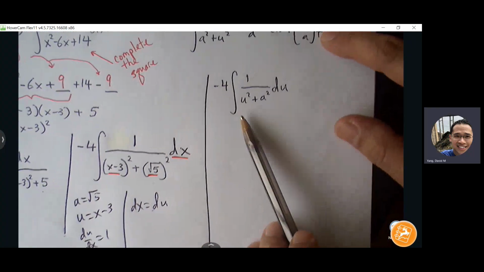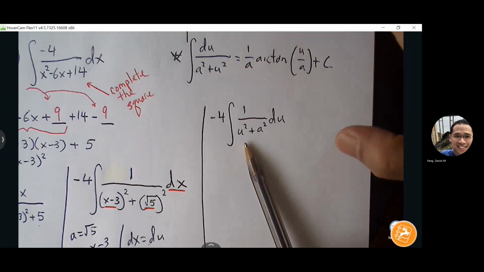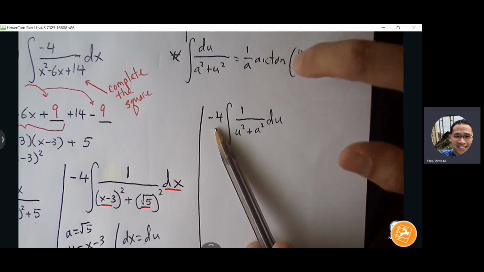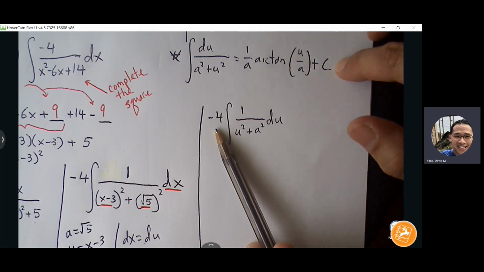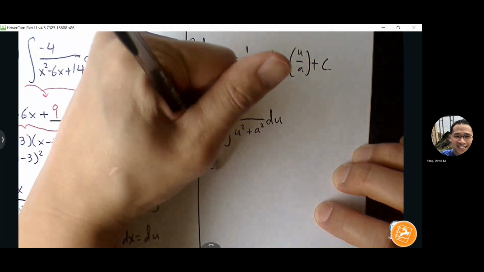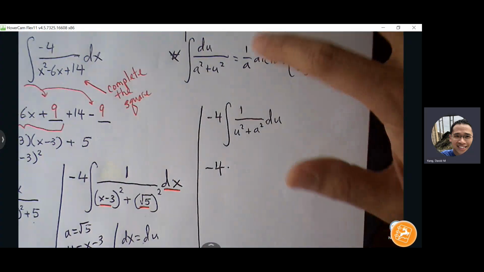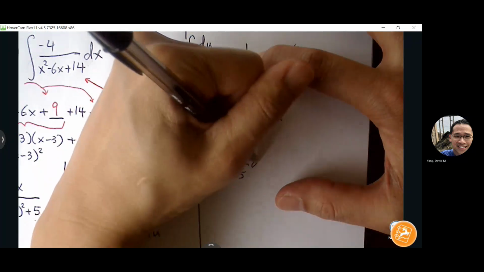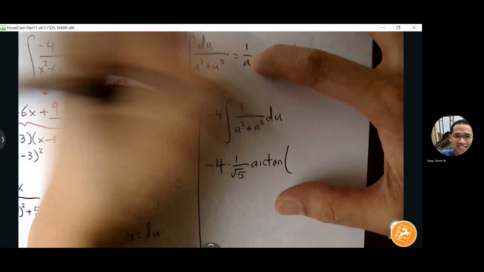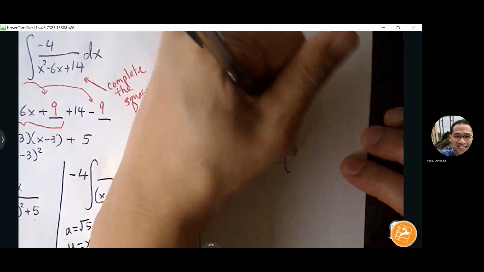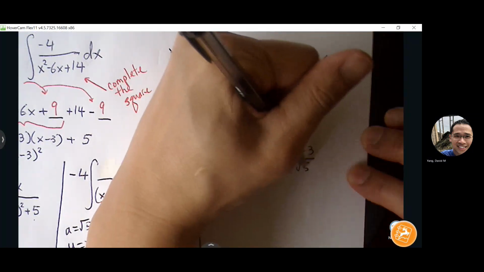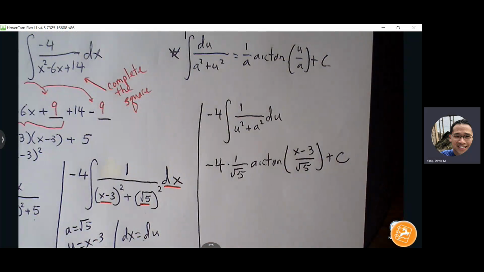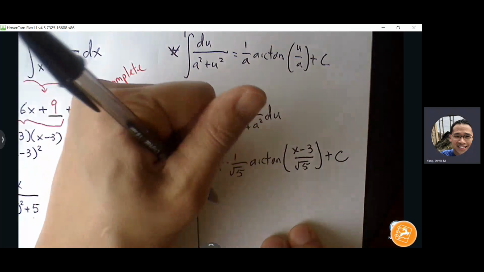All right, perfect match. Now I can apply my rule. -4 first, then the a, 1 over a, then arctangent u over a plus c. 1 over a, my a value is root 5. U over a. It's okay to leave radicals in the denominator.